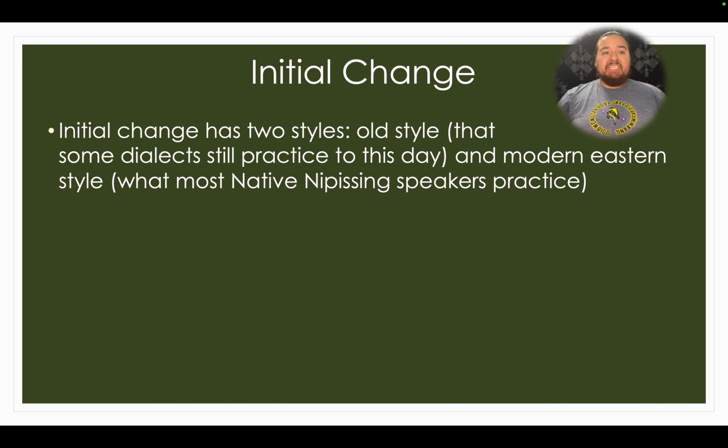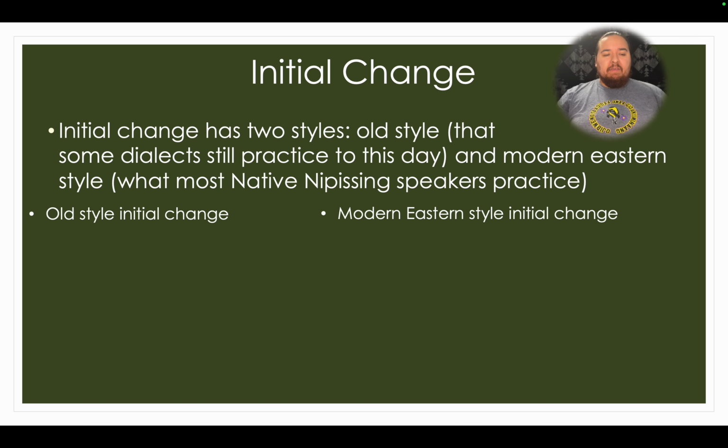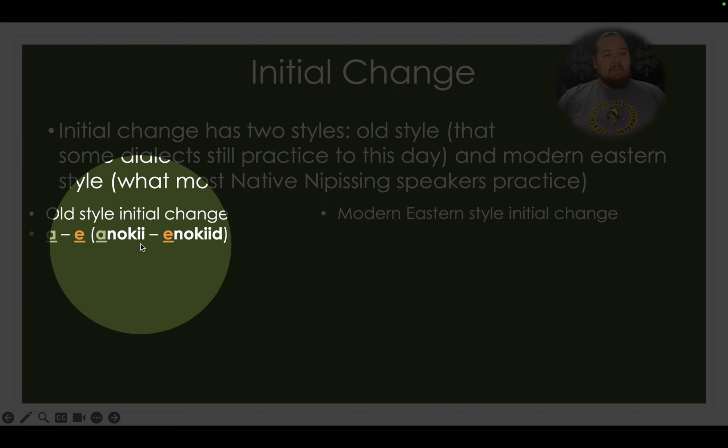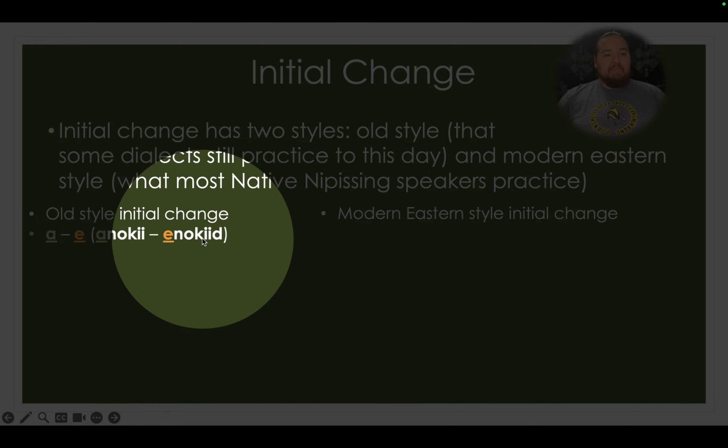All right, so initial change has two styles. Old style that some dialects still practice to this day, and a modern Eastern style, what most native Nipissing speakers practice. And so we'll have both variations on the screen here. So in the old style, where they don't de-stress their vowel sounds, they change an A sound to an E sound. So A to E. So we have anoki, and so we're going to change that A to an E sound. Enokid, and we added the B form suffix.